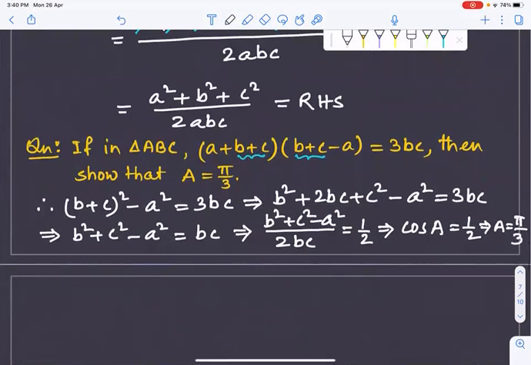Okay, so that is how we can solve this question simply by using the cosine rule. This whole thing is our cos A, and everything is in terms of sides.